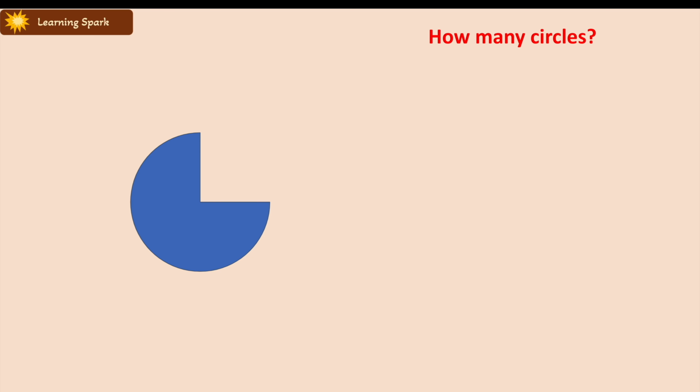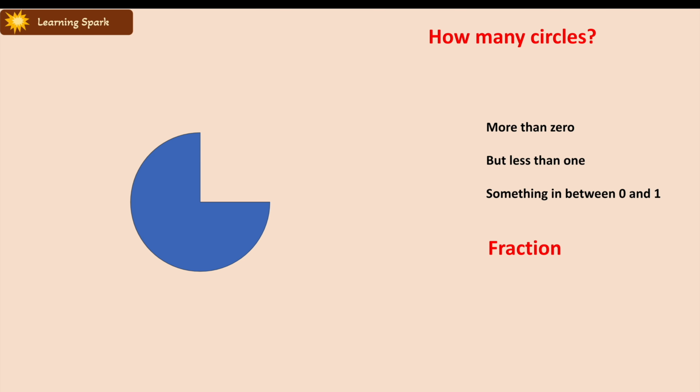Now let's try again. In this case, how many circles can you see? You can see something. It's not 0, of course, but it is not a full circle also. So it is not 1. So this is something which is more than 0. Something exists, but it is less than 1. So something in between 0 and 1, right? In mathematics, this kind of numbers are represented by fractions. Okay. So let's understand how the fraction is calculated and how it is written.